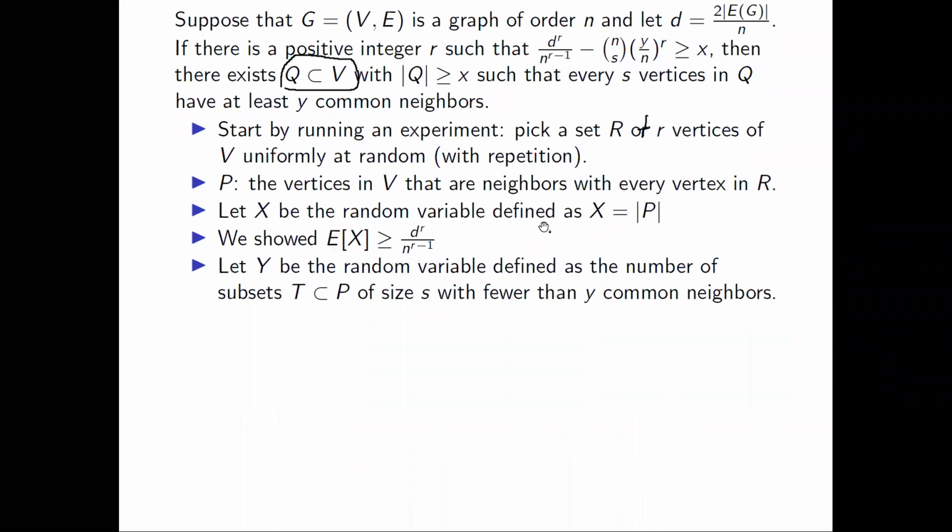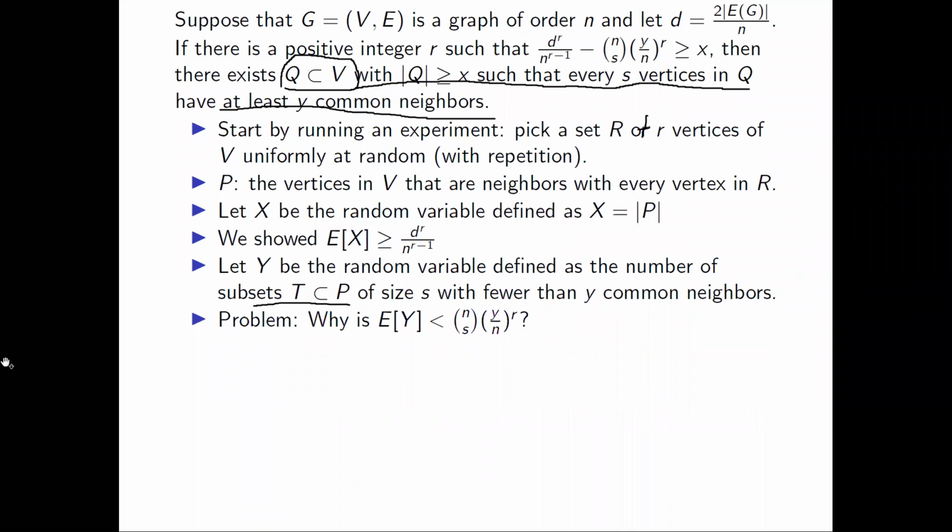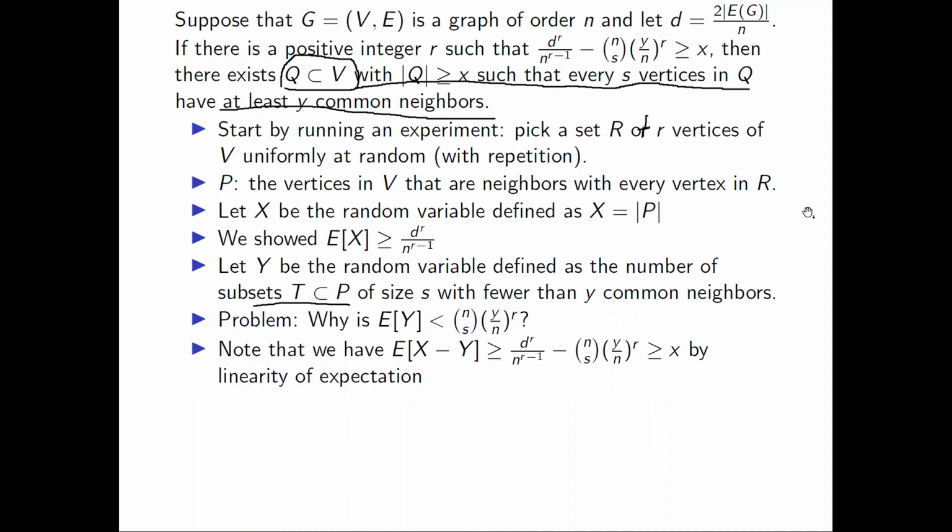And so Y is the number of these subsets of size S with fewer than Y common neighbors. And in the dependent random choice lemma, we want a subset of vertices such that all subsets of size S have at least Y common neighbors. So we're trying to get rid of these subsets down here. And I claimed in that problem, which I left to you, that the expectation of Y is less than n choose S times Y over n to the r. And that implies that the expectation of X minus Y is greater than or equal to d to the r over n to the r minus 1 minus n choose S times Y over n to the r. And by our assumption up there, that's greater than or equal to x. So that's down here.